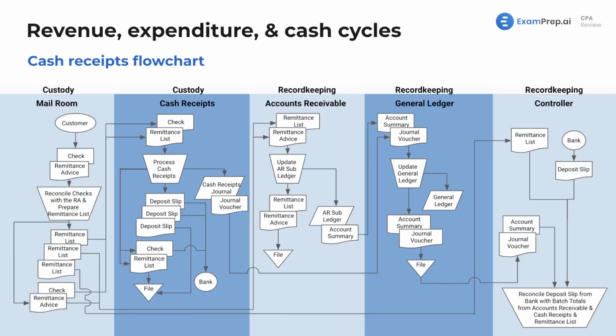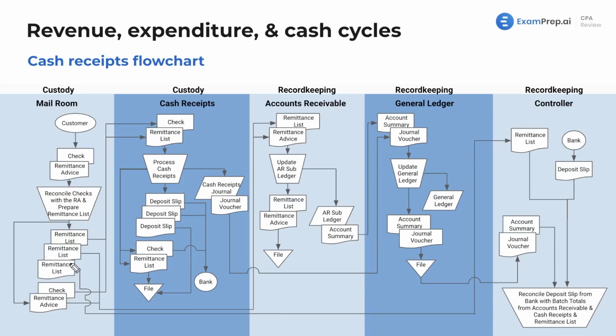Now we're seeing the cash receipts flowchart through the perspective of breaking it out into different departments, as we had seen with the revenue cycle with sales. Now we have the customer, right? They're going to send us a check with a remittance advice. We're going to reconcile the checks with the remittance advice and prepare the remittance list.